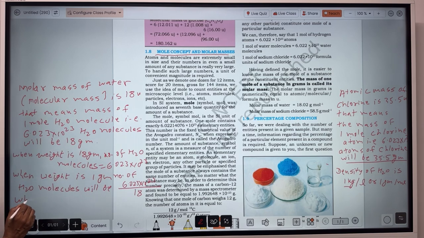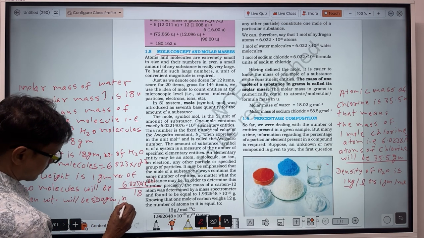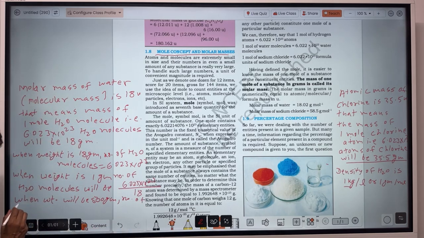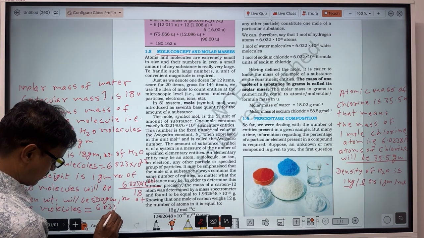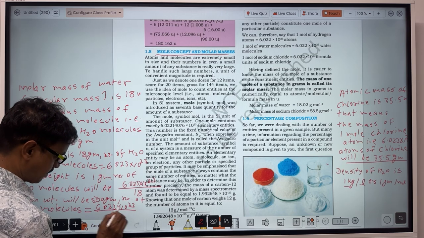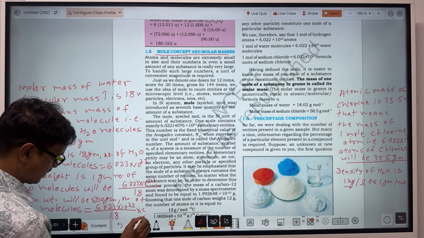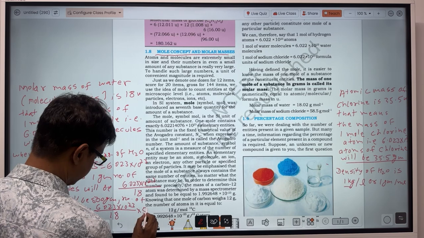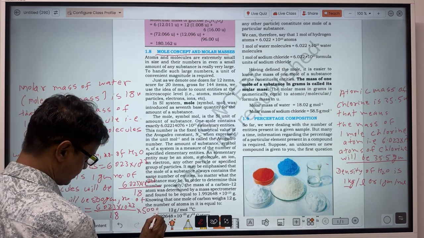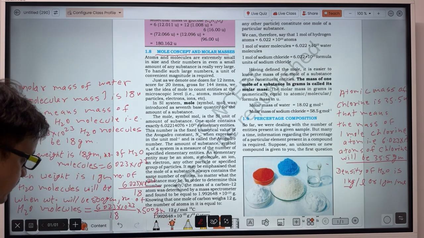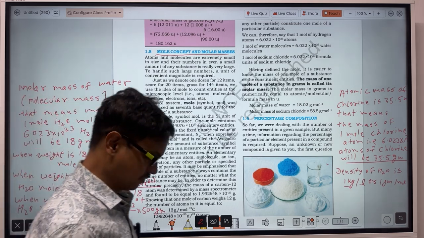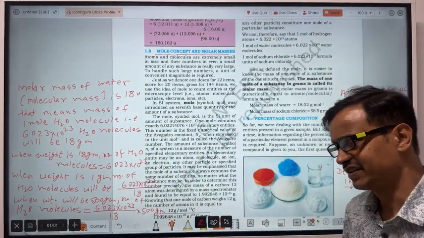So when weight will be 500 gram, what happens? The number of water molecules will be 6.023 into 10 power 23 upon 18, into 500, that much gram it is. So multiply that, you will get the result.